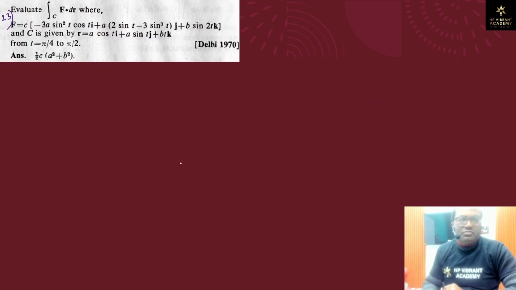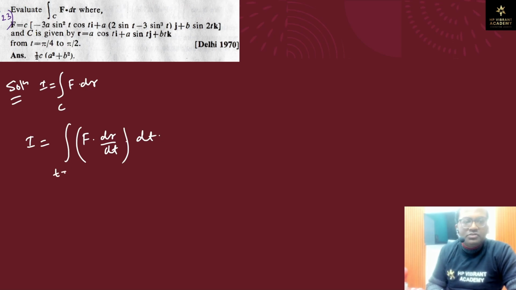Let us discuss question number 23. How we can solve this? So we have the integral f dot dr. Okay, I is equal to, and we have the value of f as given. Let us directly write down this f dot dr we have to find now. So we can write this integral as f dot dr upon dt into dt. Let us convert everything in terms of t. After that we will integrate this from t is equal to pi by 4 to pi by 2.